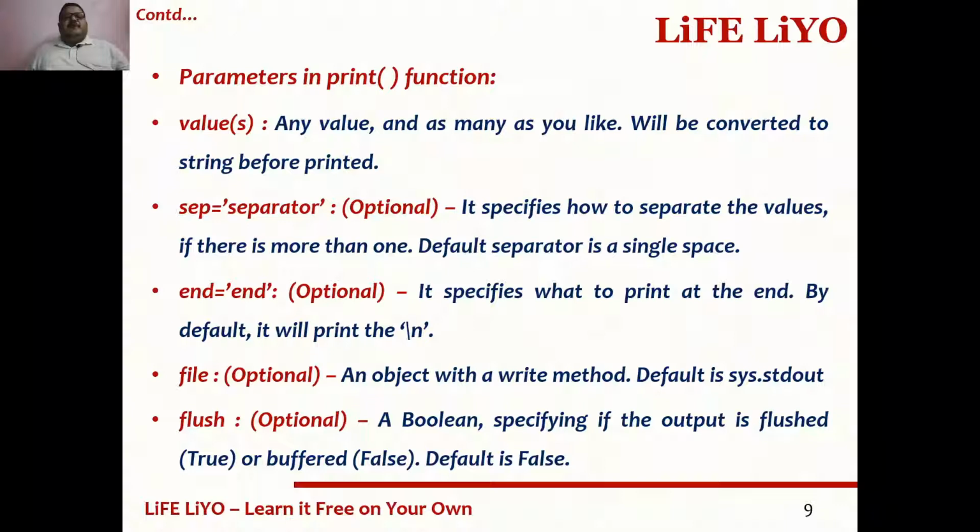First one is the value. Value is nothing but if you want to print any value, as many as you like, you can use these values, which will be converted into the string. Because if you take anything into Python, then it is going to be read as a string. Like that, while printing also it will convert it into the string.